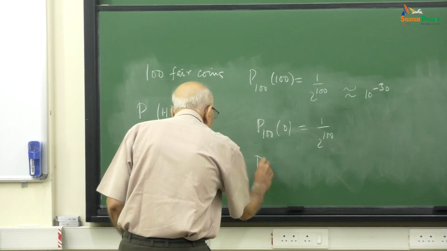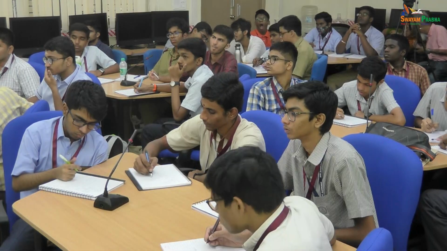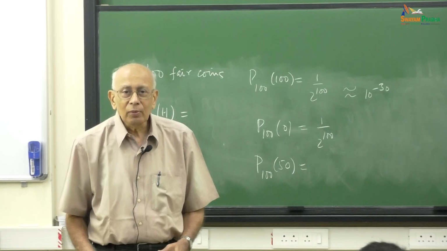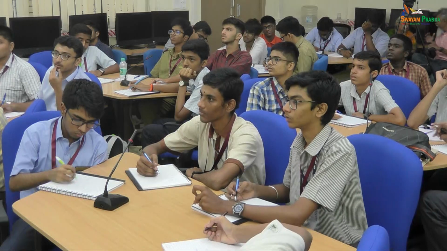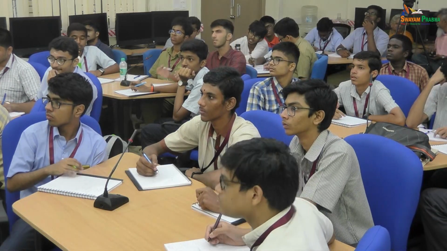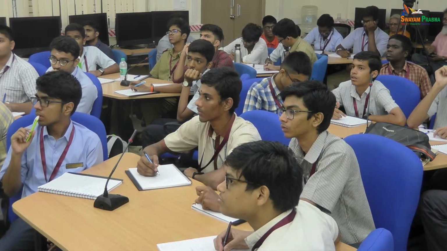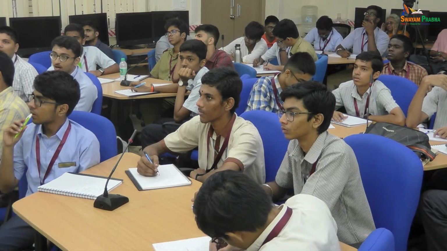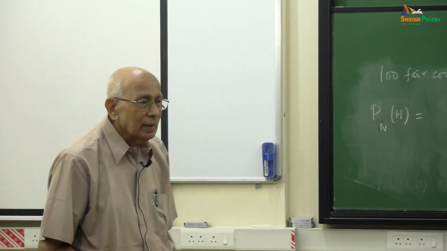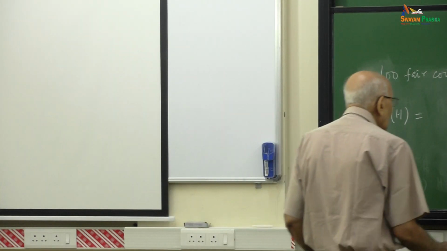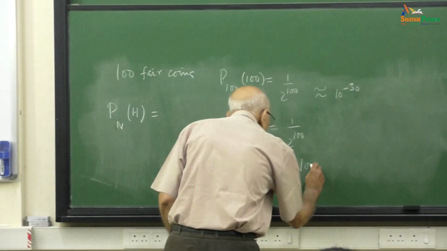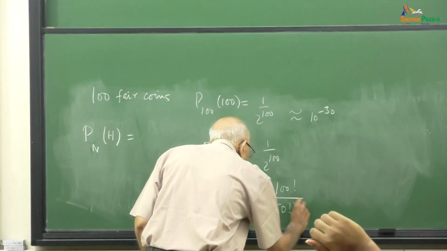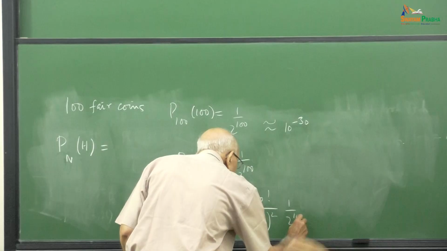What is this? P100(50). So he said that if you toss 100 coins, you're pretty much likely to get 50 heads, 50 tails. We're going to find out if what he said is true or not. So it's 100C50, which is 100 factorial divided by 50 factorial squared, times 1 over 2 to the power 100.